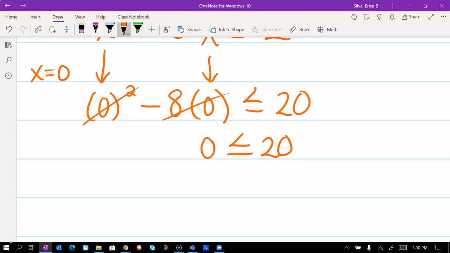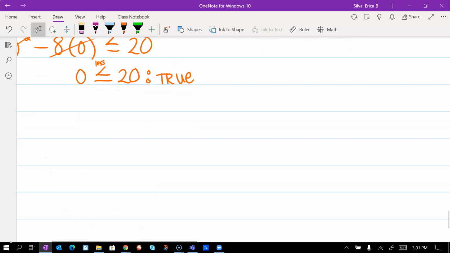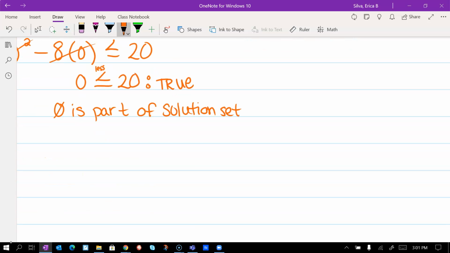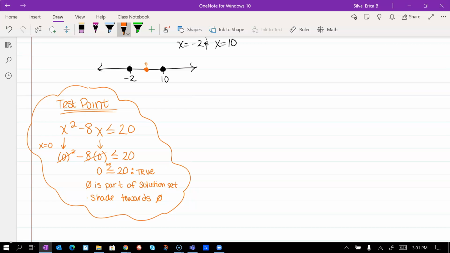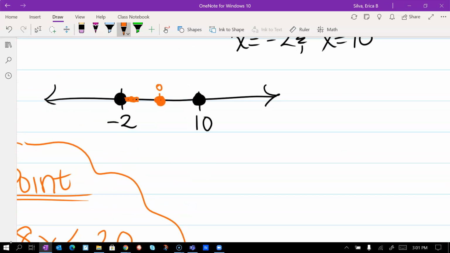Is that true or false? Yeah, 0 is less. This is my less than sign. So 0 is less than 20. That is a true statement, right? Because 0 is less than 20. So because 0 is less than 20 and that is true, then 0 is part of my solution set. So we're going to shade towards 0. So because 0 is part of my solution set, it's going to be here, which means all my other solutions will be in that same region.